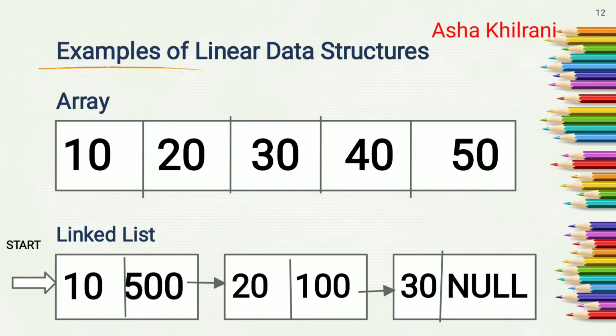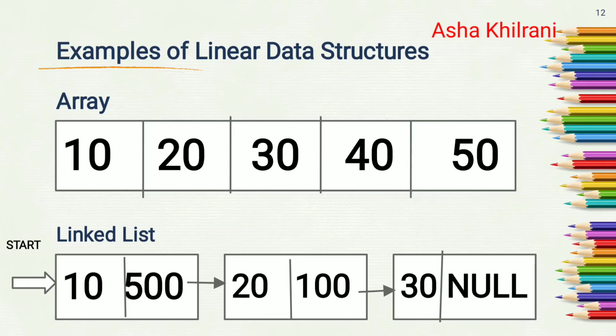Array is an example of a linear data structure in which data elements are organized in sequential order. First 10 is stored, then 20, then 30, 40, 50. These are stored in sequential order. We know the order in which data elements can be accessed or stored. We can also perform addition, subtraction, multiplication operations over an array. To overcome the drawbacks of the array data structure, the linked list concept was introduced.